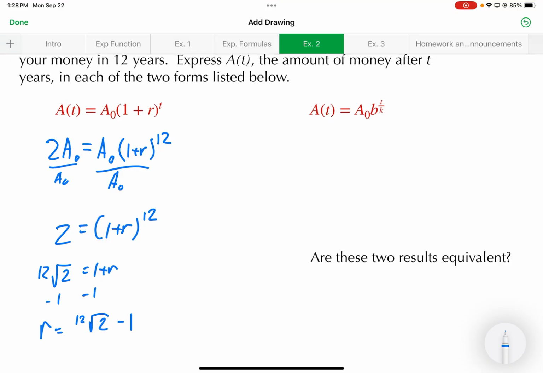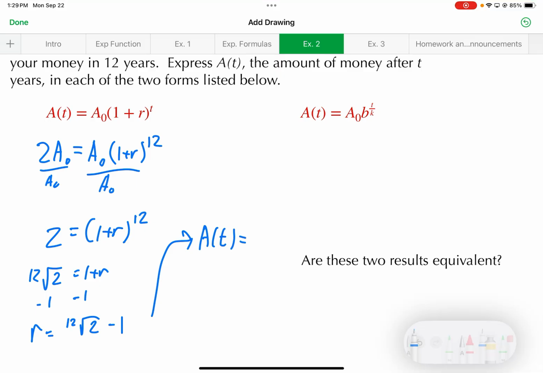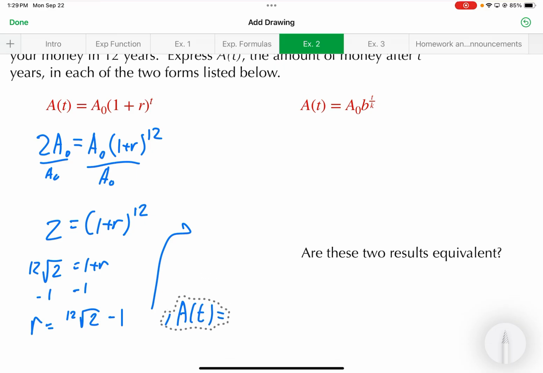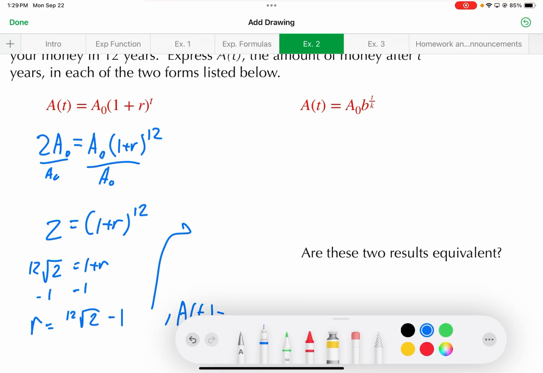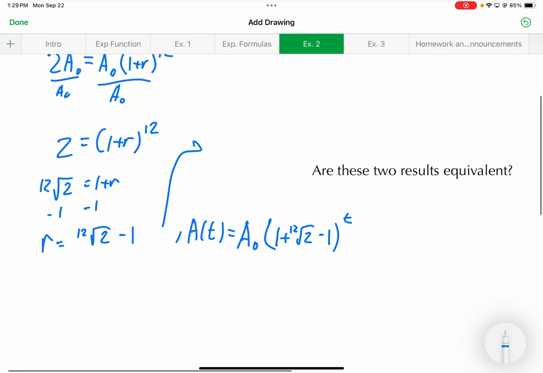But my goal is to express A of t. All right, so if I do that, let's do it right here. A of t equals, well, I'm going to do it over here. All right, so A of t equals, again, a sub 0 times 1 plus, well, I know what r is now. It is the 12th root of 2 minus 1, and then to the t.